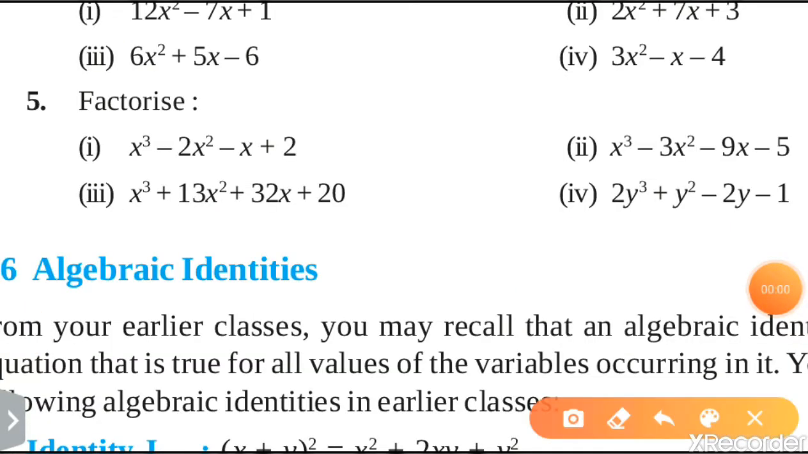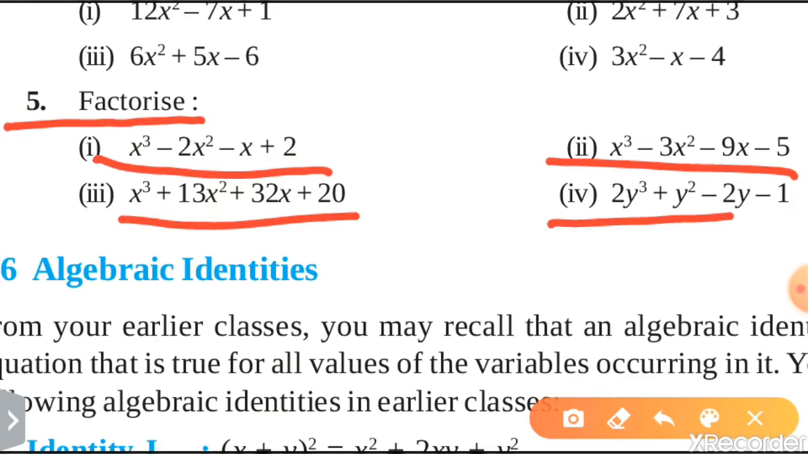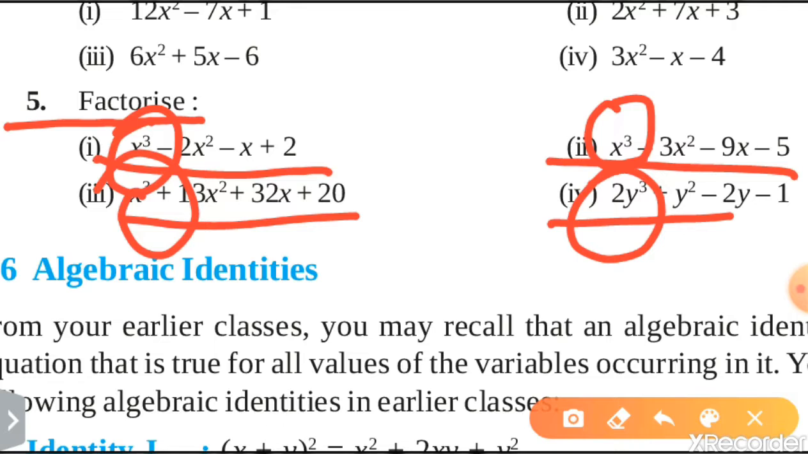Now in question number 5, we have to factorize all these parts, and you can see that these are all cubic equations because the power is 3. These cubic equations cannot be solved like the previous ones directly. We cannot split it directly, so we have to follow some process for that. See how we will solve it.